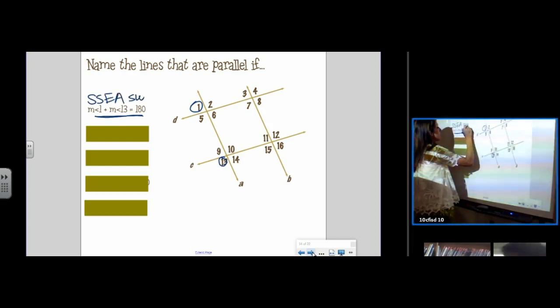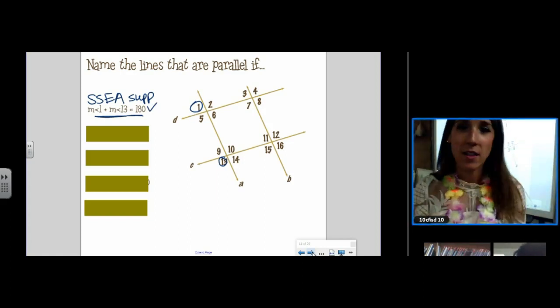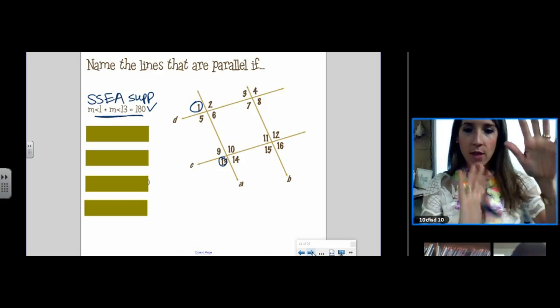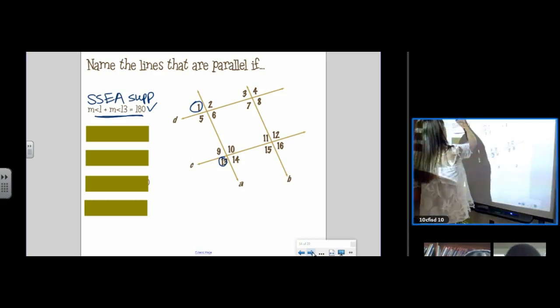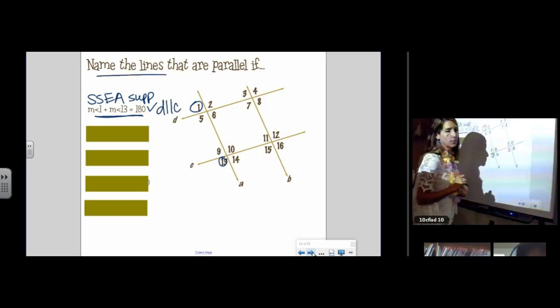They're supposed to be supplementary. They're doing what they're supposed to. Therefore, we have parallel lines. Which lines are parallel? Go ahead and type it. Which lines are parallel with 1 and 13? Good. So the answer is name the lines. The answer is D is parallel to C.